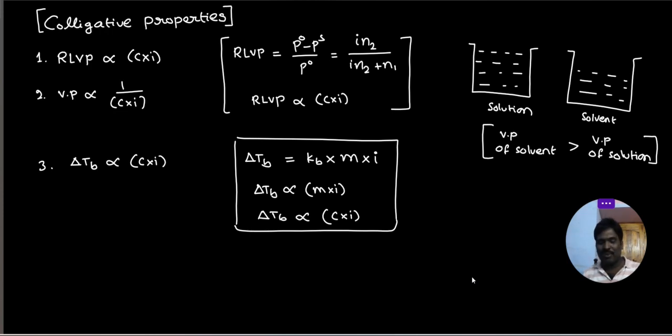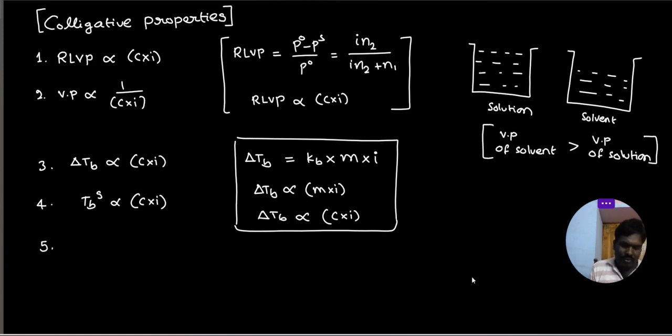So that is elevation in boiling point. That's why delta TB is directly proportional to C into i, and the boiling point of the solution is also directly proportional to C into i. Elevation in boiling point, elevation means increase. Elevation in boiling point is directly proportional to C into i. The boiling point of the solution is also directly proportional to C into i.